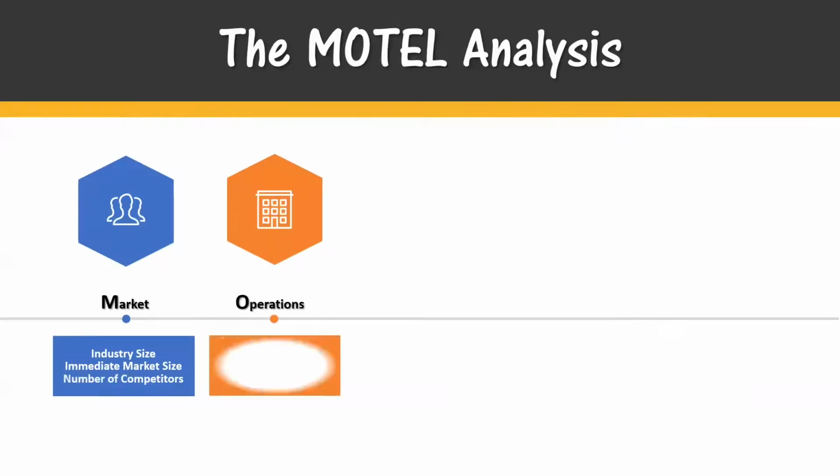The second piece of the MOTEL analysis is the operations. So you want to look at your production needs. Basically, what does it require for you to develop and build or manufacture your product or service? And how much does that cost? Of course, cost is always one of the main factors. The next thing is the location. Where will your business be located?